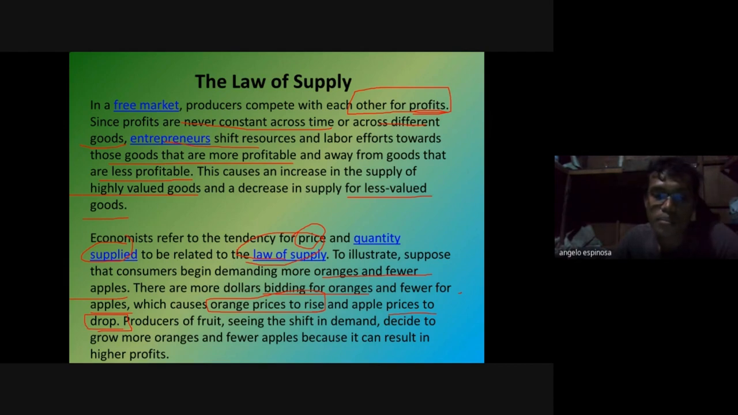Okay? So, the producers of food, seeing the shift in the demand. So, yung mga producers ng food seeing that the demand for orange is higher, decided to grow more orange. Okay? More orange and fewer apples because it can result in higher profits. Okay? So, wag kang magtatanim ng pakwan na hindi naman siya season na magbo-boom siya. Okay?